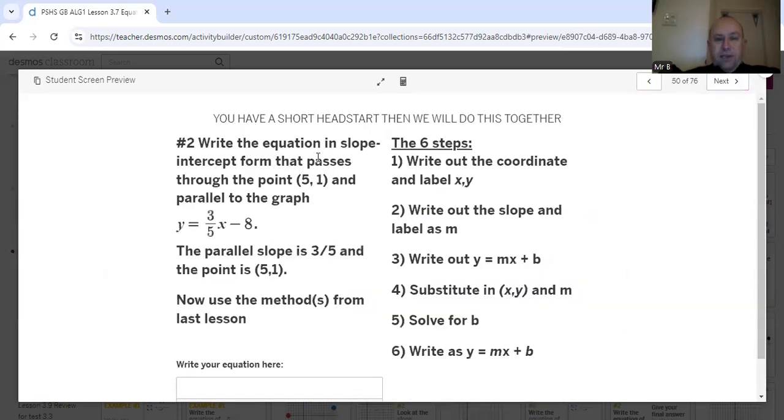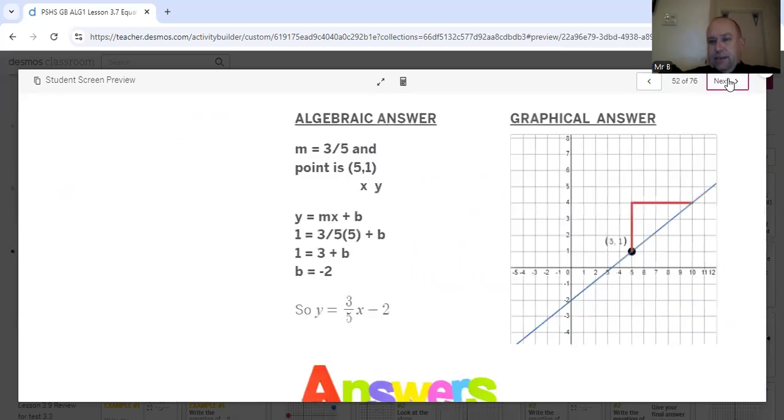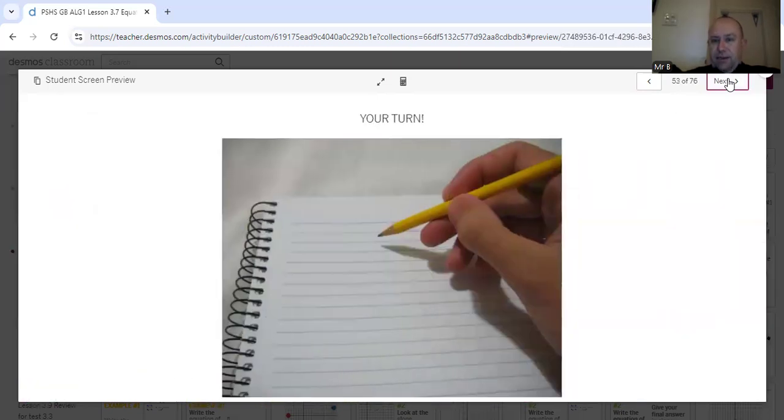Same here. Write the equation in slope-intercept form that passes through (5, 1) and is parallel to this one. So there's my point, (5, 1). Parallel to this means it has the same slope as this line. So as it says 3/5 x, the slope must be 3/5. And then it's just like you did last lesson. So really today's lesson is a practice of what you did in the previous lesson as well.